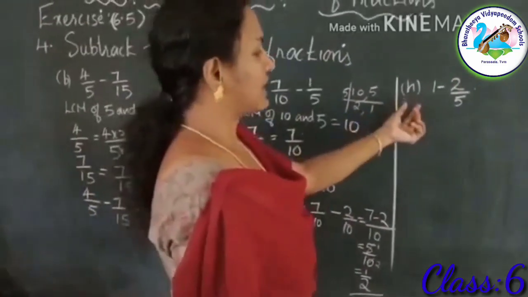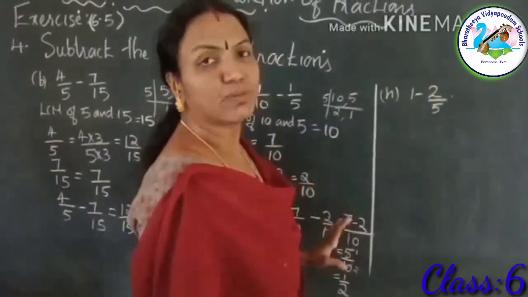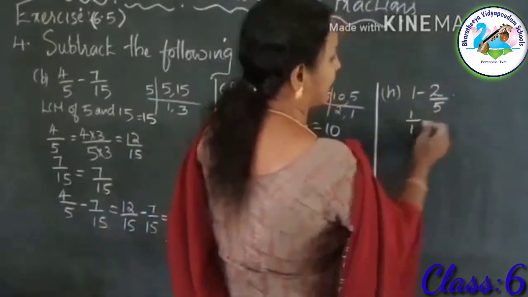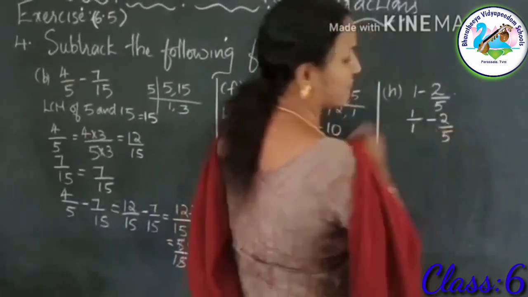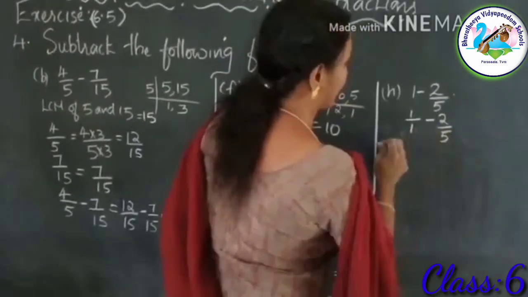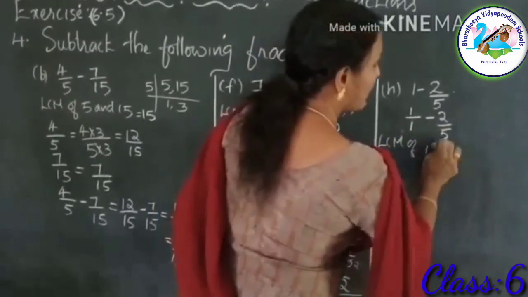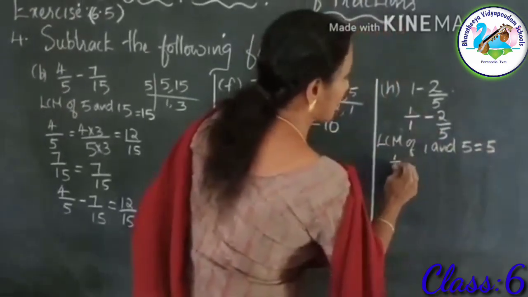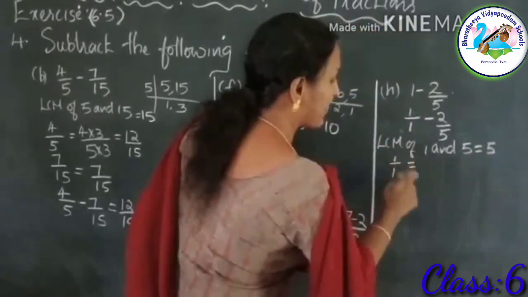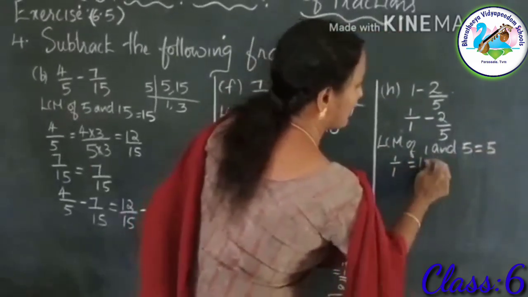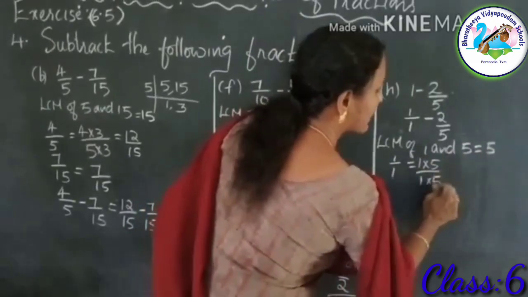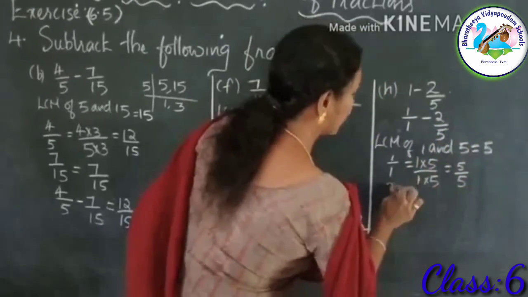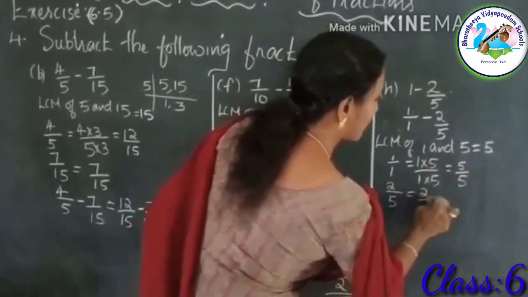The next option H, 1 minus 2 by 5. So 1 can be written as 1 by 1 minus 2 by 5. So LCM of 1 and 5 is 1 into 5, 5. So the first fraction 1 by 1 is equal to, multiply 1 with 5, we get 5. So 1 into 5 divided by 1 into 5 is equal to 5 by 5. The second fraction 2 by 5 is the same, 2 by 5.